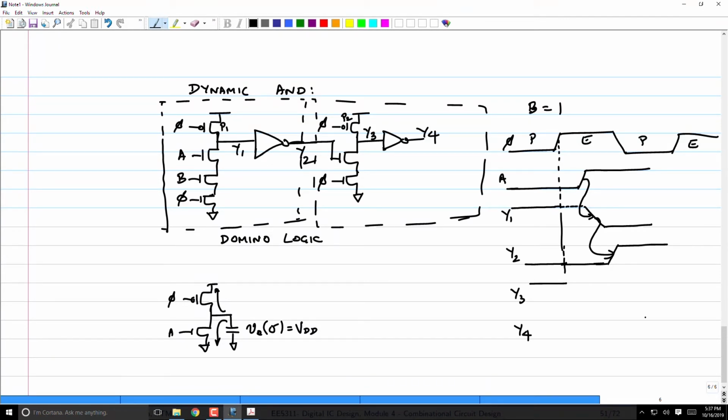Now, what will happen after pre-charge turns off and Y2 has not yet turned on? It will float. So here, this will basically float at VDD. The moment Y2 turns on, it will cause Y3 to discharge like this. Correct? And therefore, Y3 will go low. And this is the transition that's causing it.